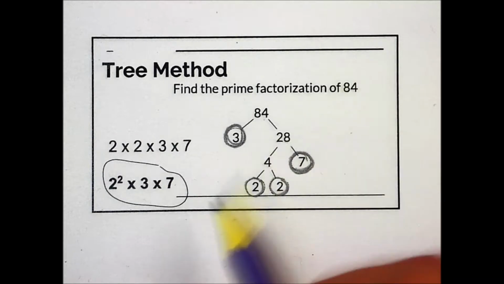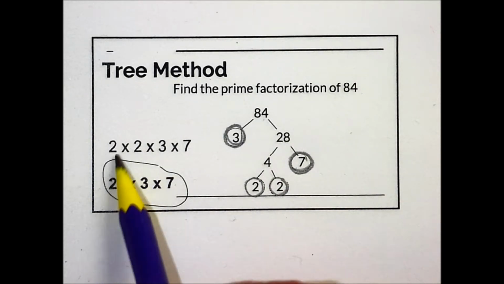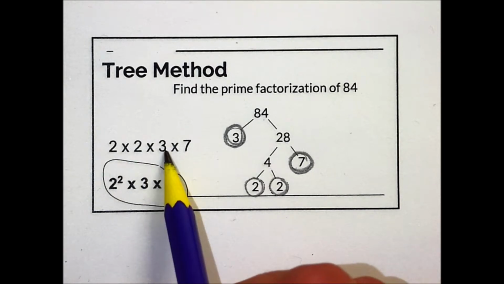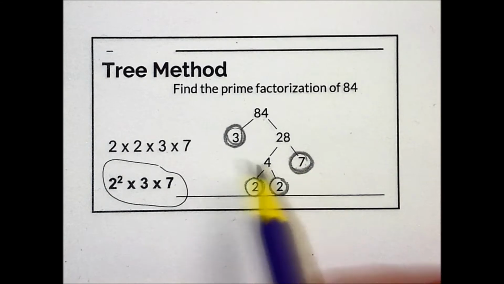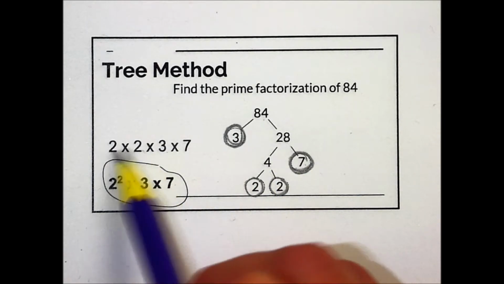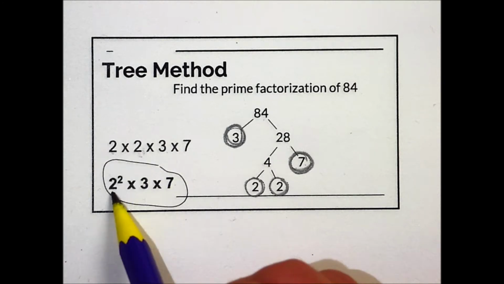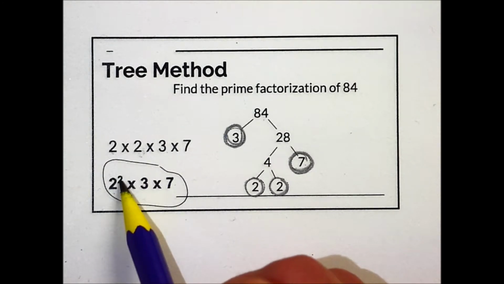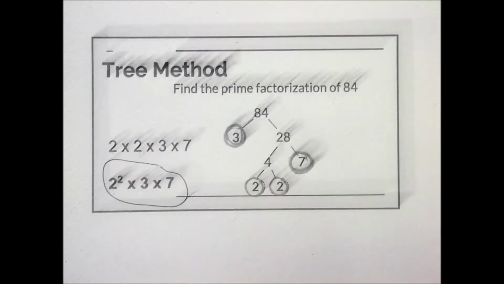Now we just have to rewrite. It'll normally be written in order from least to greatest. 2 times 2 times 3 times 7. 2, 2, 3, and 7. Then we will simplify by combining these two. There are two number 2's, so that is 2 squared times 3 times 7 for our final answer.